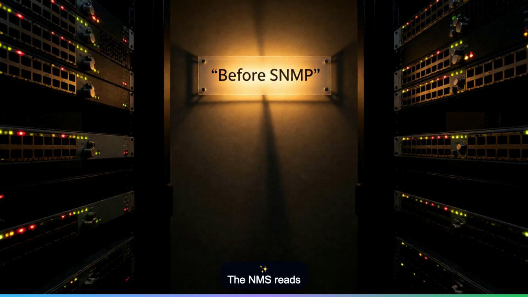The NMS reads device data using GET messages. It sends a GET request to an agent on UDP port 161, specifying which OID it wants. The agent looks up the value in its MIB and sends a response message back to the NMS. You can automate this. Have your NMS poll every device every 60 seconds for interface status, traffic rates, memory usage. That's how you get real-time dashboards and historical graphs without touching any CLI.